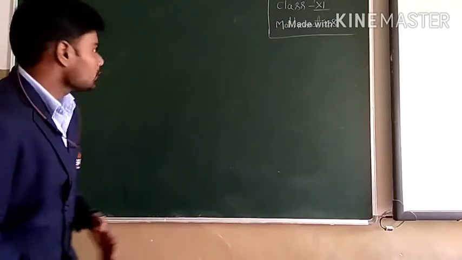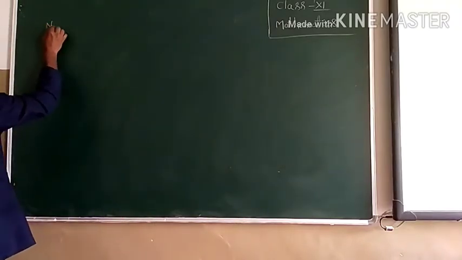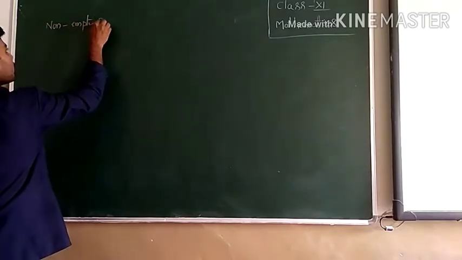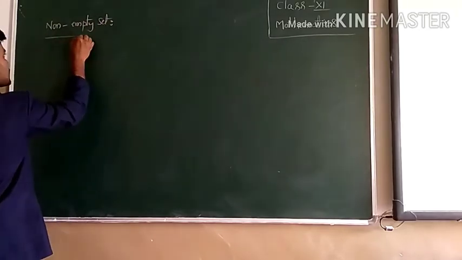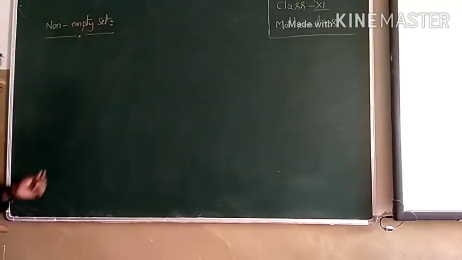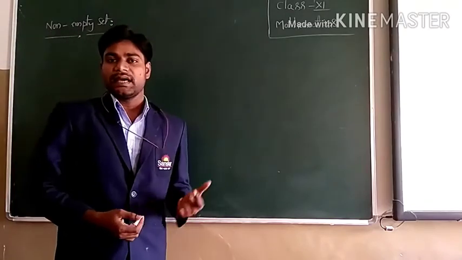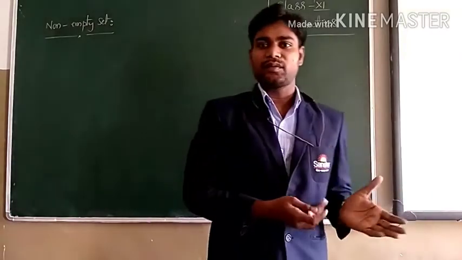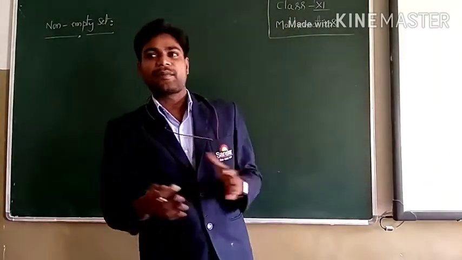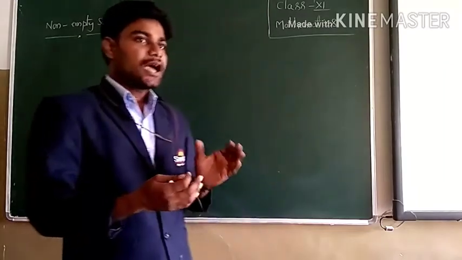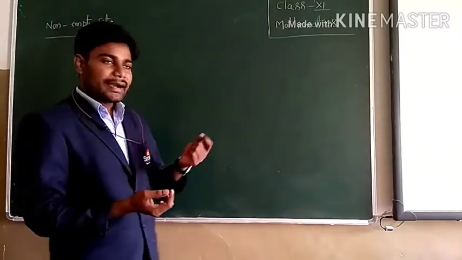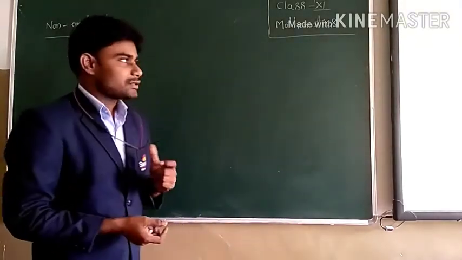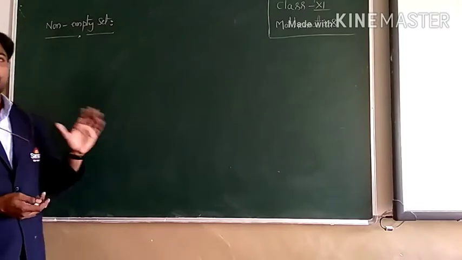Now let's see the non-empty set. A non-empty set is a set that has at least one element. For example, the number of boards in the classroom, the number of plants in the garden, the number of students in the classroom, all these come under non-empty set, because we have at least one board, at least one plant in the garden, at least one student in the class. So that's why these statements come under non-empty set.